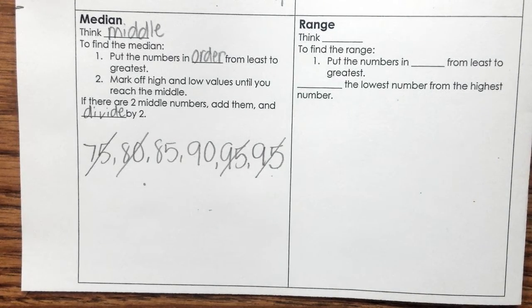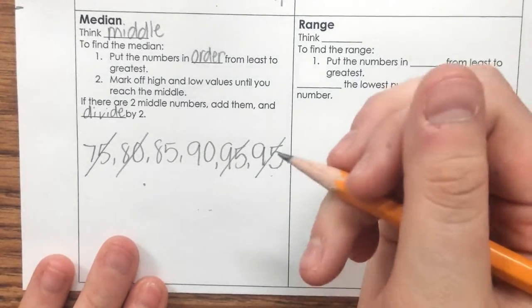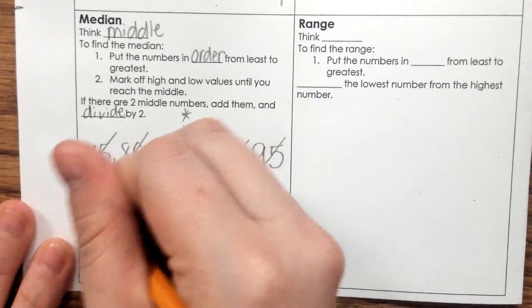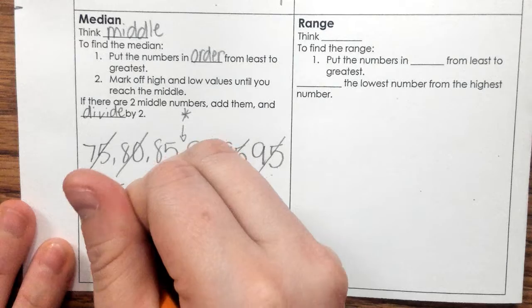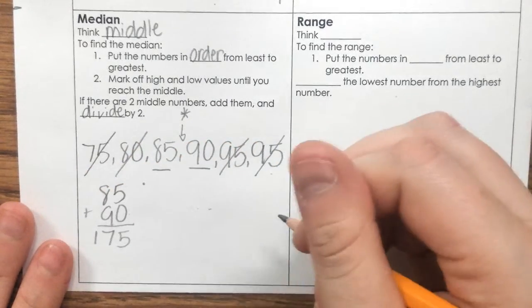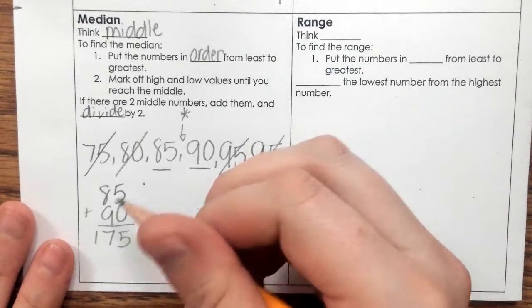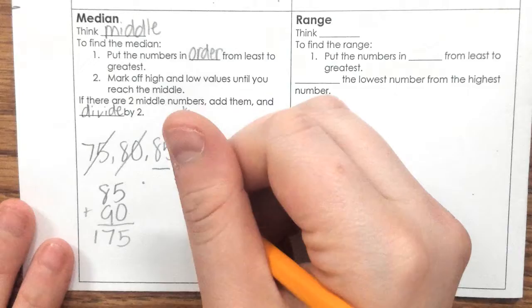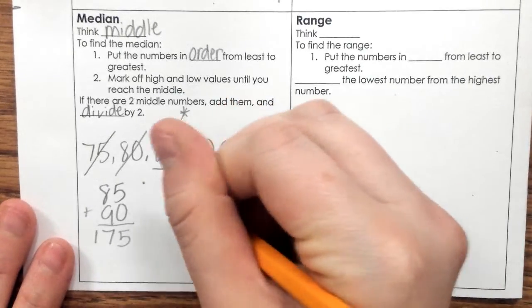So we have a dilemma here. We have two numbers in the middle. So we have to find the number that comes between them. And so in order to do that, we take these two numbers and we add them together. So let's go ahead and add them together. 85 and 90. 5 plus 0 is 5. 9 plus 8 is 17. So that's 175. So since we added two numbers, we're going to divide by two because we're trying to split it to find what's in the middle.